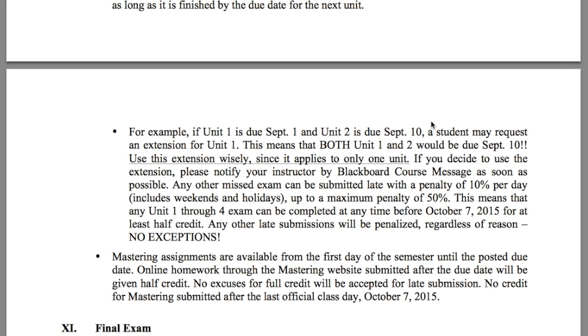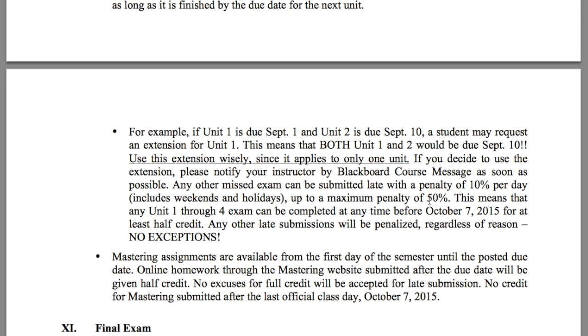So you can extend 1 unit. Now, if you get behind and you've missed Unit 1 and now Unit 2 is coming up and you're really behind, you can extend the second unit for free. Any further extensions are going to cost you a penalty of 10% per day up to a maximum of 50%. So use these extensions wisely. These are not meant to be used because you forgot to study or you got behind. This is meant to be a real, true emergency.